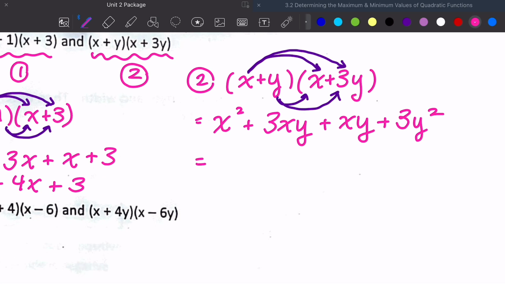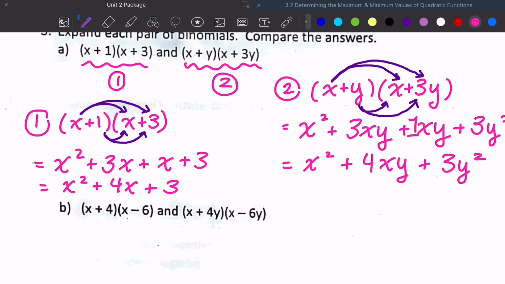Is there anything I can simplify or collect like terms for? Yeah, these 2 middle terms I can put together, 3xy and xy, so that's just going to be 3 plus 1, right? I'm just adding the coefficients together. So this is x squared plus 4xy plus 3y squared. xy is 1 term. The coefficient in front is 1. So I'm not saying, oh, there's 2 x's, so that's 2x, and 2 y's, so that's 2y. We're not doing that combination. It's just the coefficient in front, right?